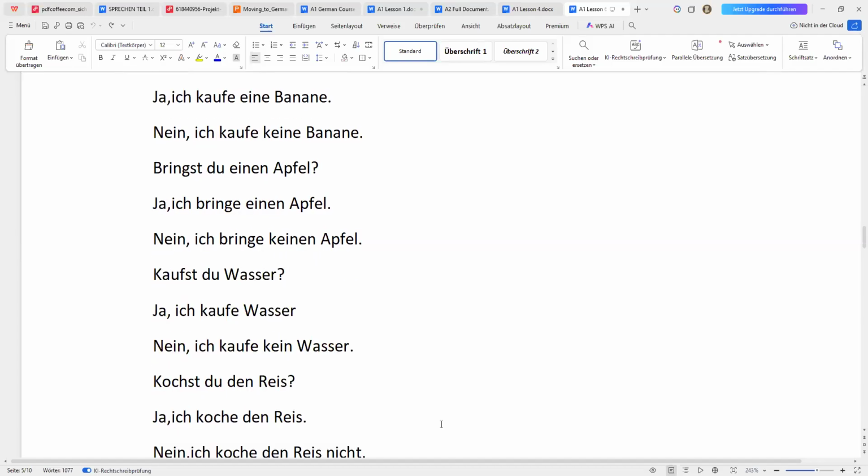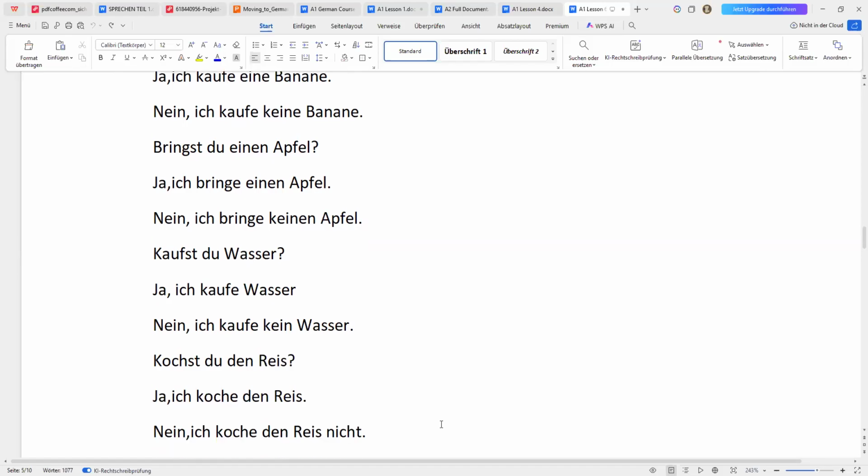Kochst du den Reis? Ja, ich koche den Reis. Nein, ich koche den Reis nicht. Now get it right here again. When a question has been asked with a definite article, the der, die, das, and you want to negate it with nein, then here it is allowed to use nicht. And in this case, the nicht goes to the end. Kochst du den Reis? Nein, ich koche den Reis nicht. So in this case, you are allowed to use nicht.